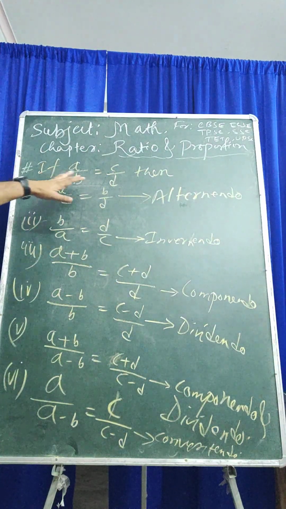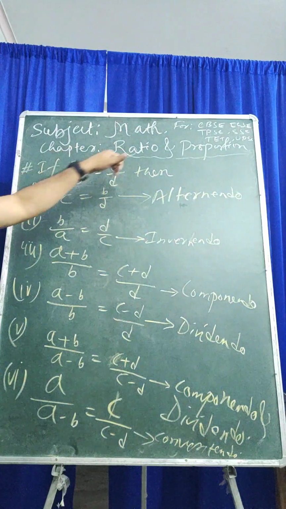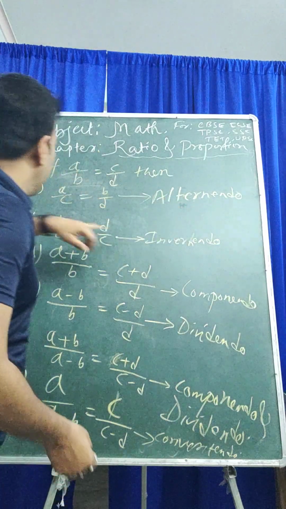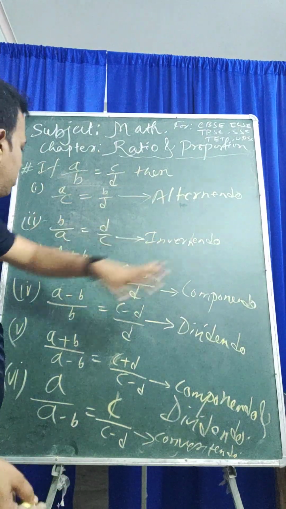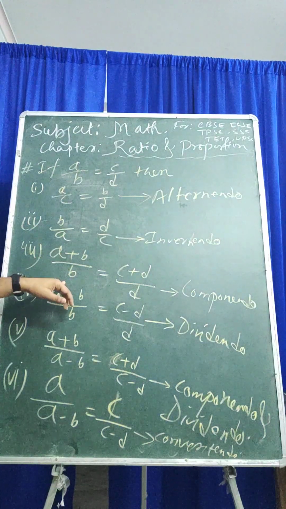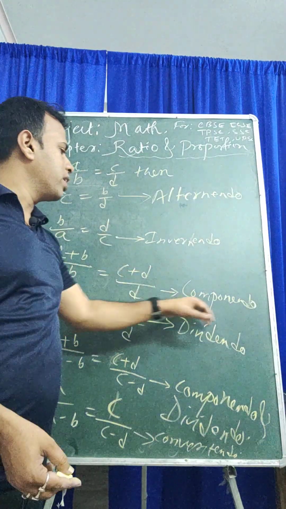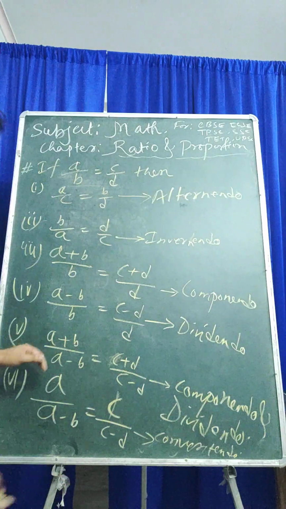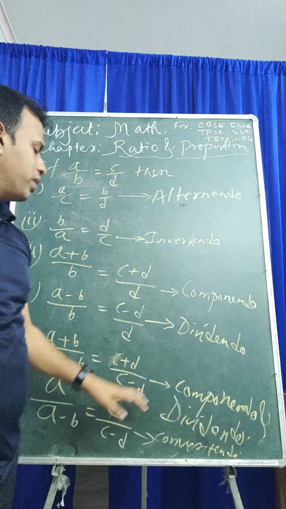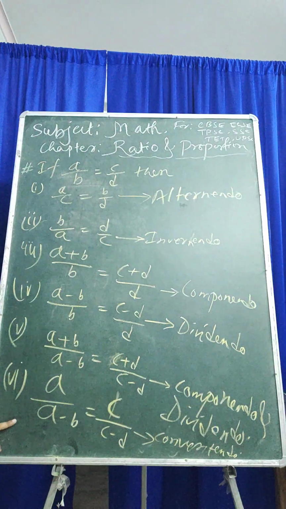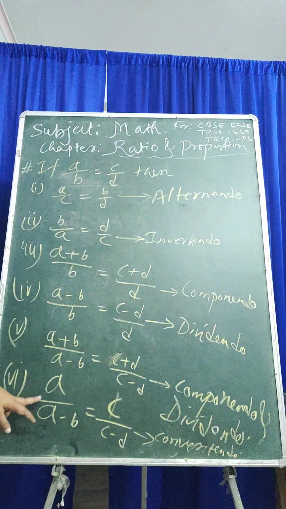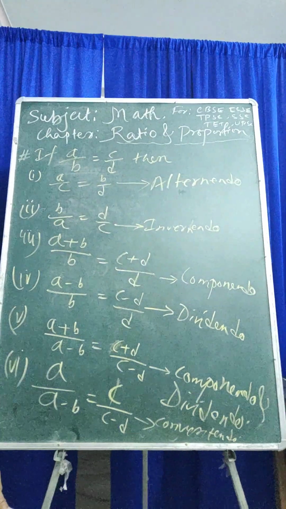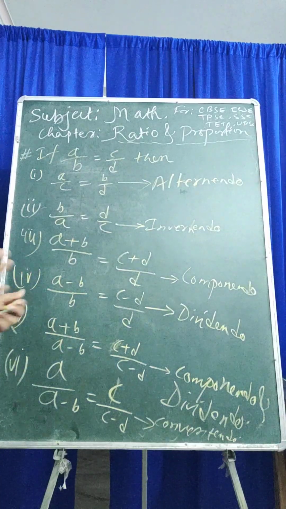If A, B, C, D are any integers and A by B equal to C by D, then A by C equal to B by D by alternate rule, and B by A equal to D by C by inverted rule, and (A plus B) by B equal to (C plus D) by D by componendo rule, (A minus B) by B equal to (C minus D) by D by dividendo rule, and (A plus B) by (A minus B) equal to (C plus D) by (C minus D) by componendo and dividendo rule. And the sixth is A by (A minus B) equal to C by (C minus D) by converted rule. So these are the 6 formulas of ratio and proportion.